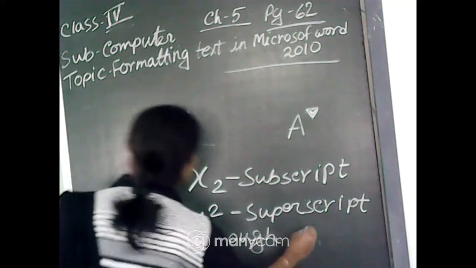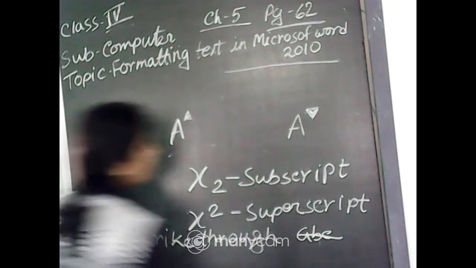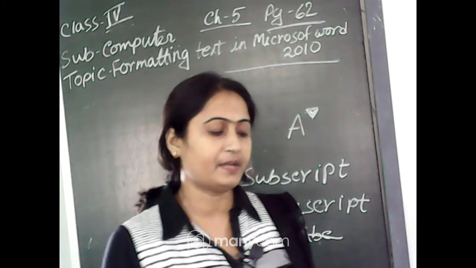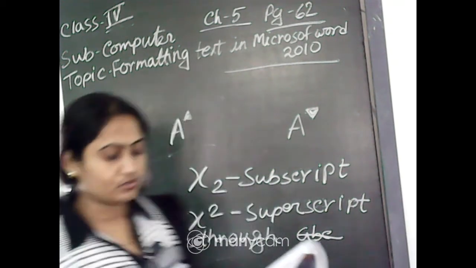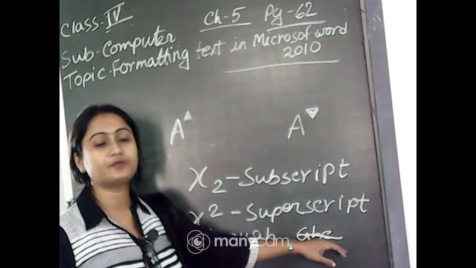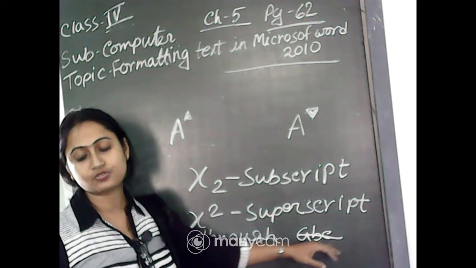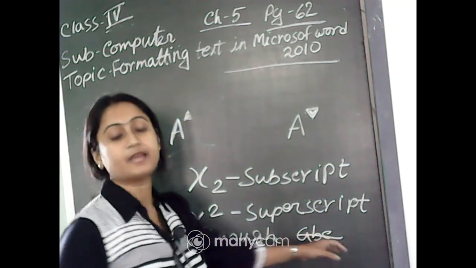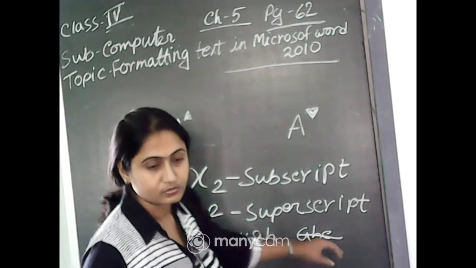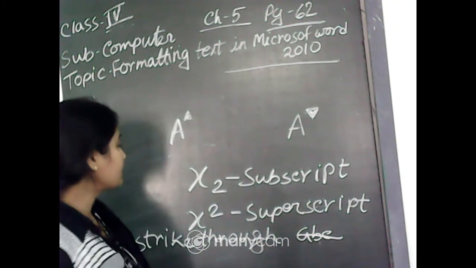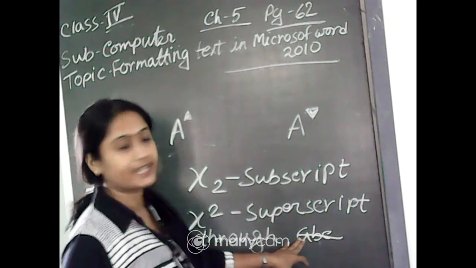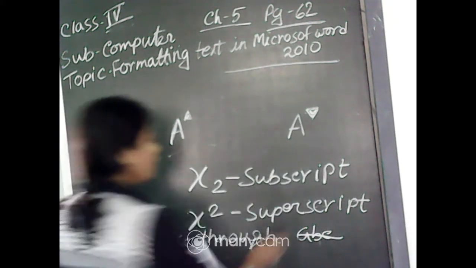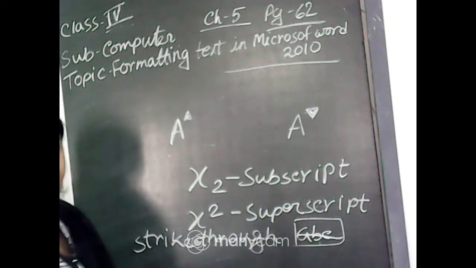Strike through. Suppose you have written A, B, C and this is called strike through. This is used to cross out something by drawing a line through it. After typing the text, if you need this effect, select the text and apply the strike through option. This is the strike through option. You just click over here and you can get this effect.